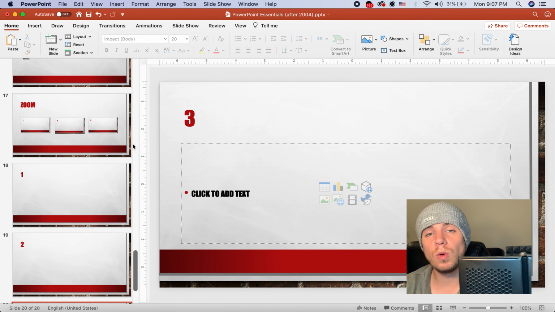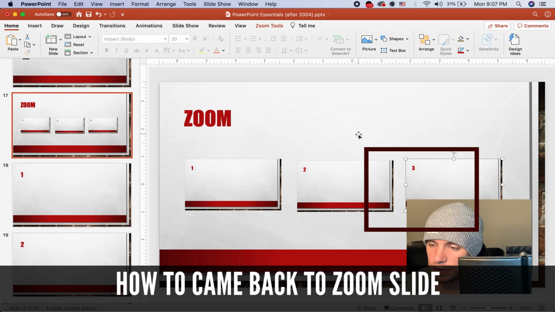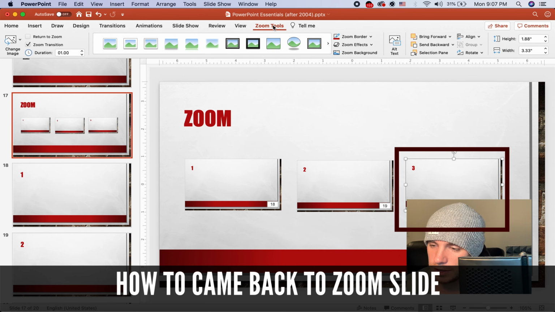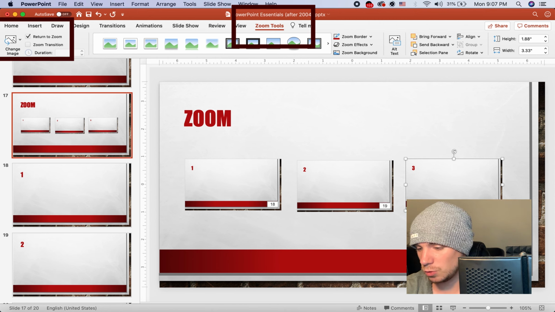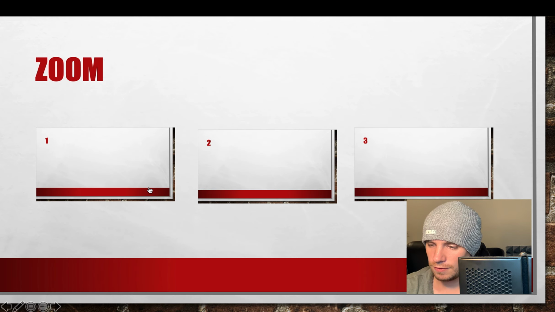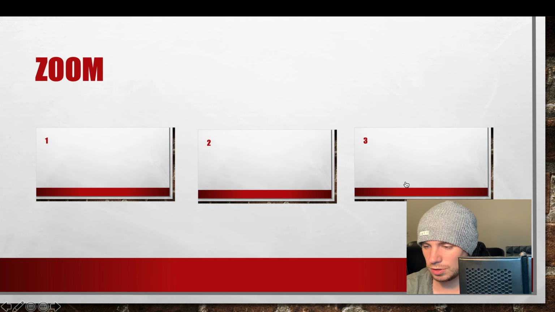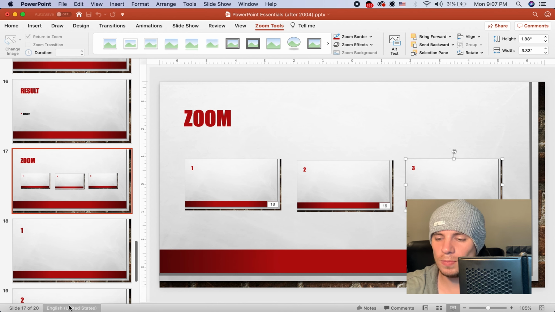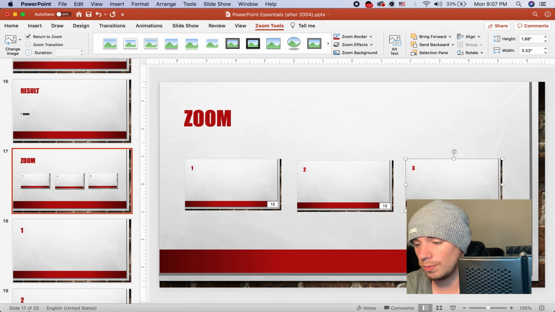But what if we don't want to finish our presentation? What if we want to come back to this slide? In this case, we just choose our Zoom slide, go into the Zoom Tools menu and choose Return to Zoom. Let's check what we have in this case. First we go to the slide, then the next, then the third slide, and check what we have. Zoom again. Third slide, zoom. So basically we create a circle, a looping of our presentation. This is really cool, I think.